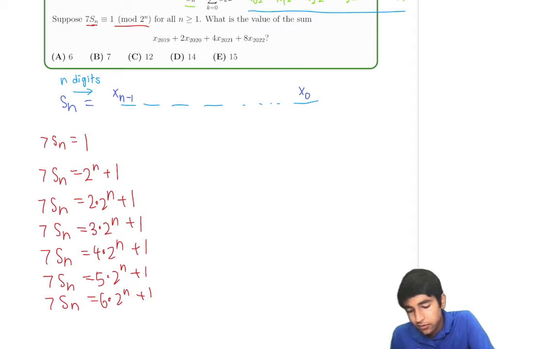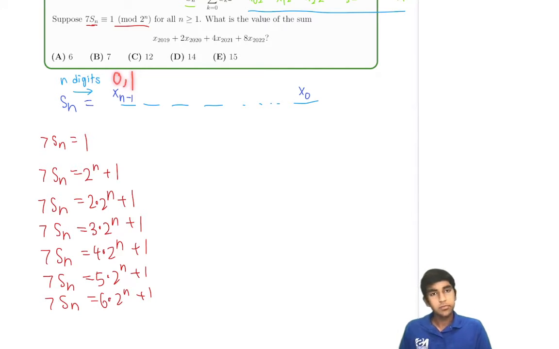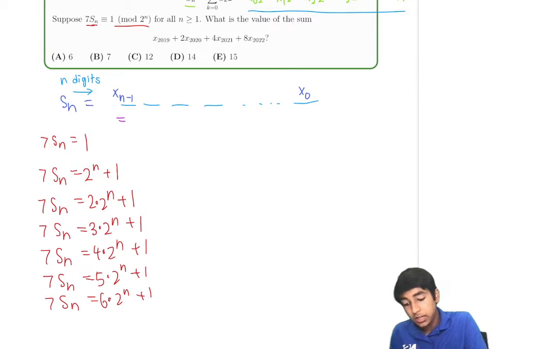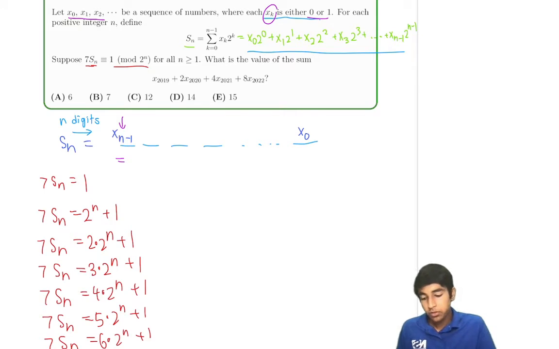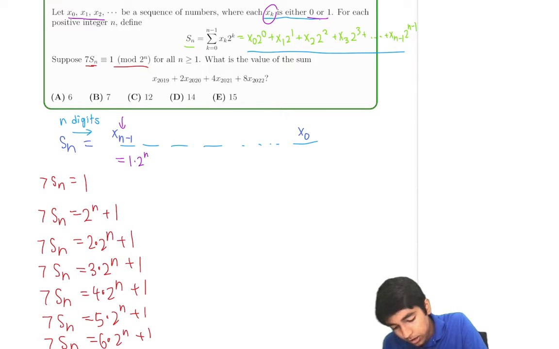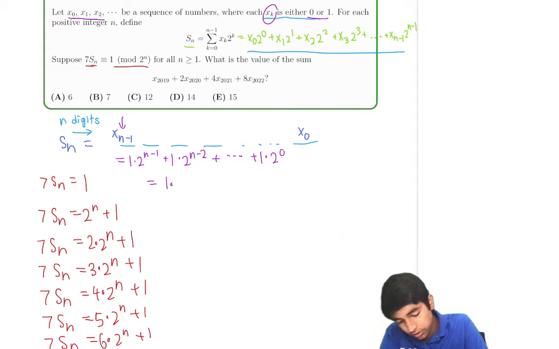Well, remember, what is S of n even? Remember, it was a binary number with n digits, where each one is 0 or 1. Wait, but don't we know the maximum value of S of n? Remember, x could be 0 or 1, all of the x of k's. So even if all of them were 1, we would have 1 times 2 to the n minus 1, plus 1 times 2 to the n minus 2, all the way till plus 1 times 2 to the 0. And this is just, well, geometric sequence formula, 2 to the n minus 1.